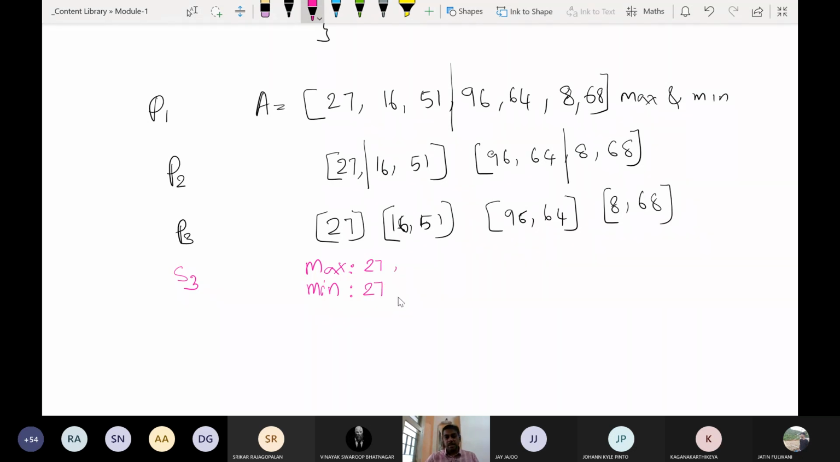Now coming to the answer to the second subproblem, what is the minimum? What is the maximum? 51, 16. Yes, 51 is the maximum and 16 is the minimum. Coming here, the minimum value is 64 and maximum value is what? 96. Yes. And here the minimum value is 8 and maximum value is 6. So you wrote opposite, sir. Opposite in the 96, 64.